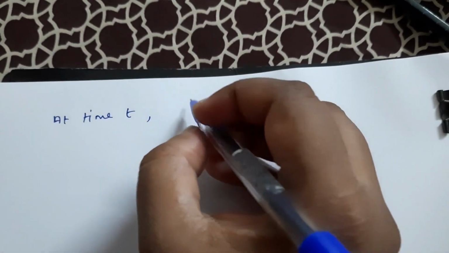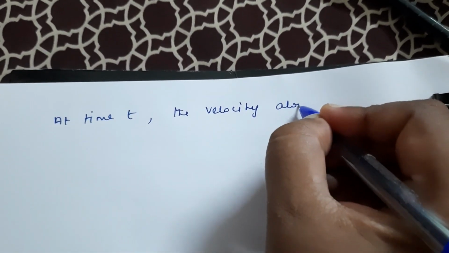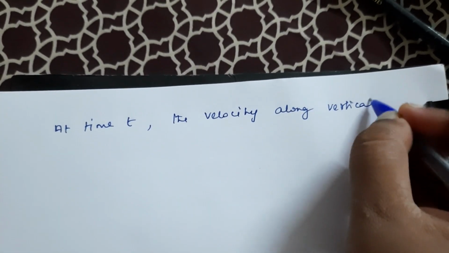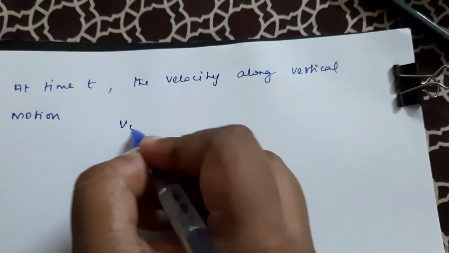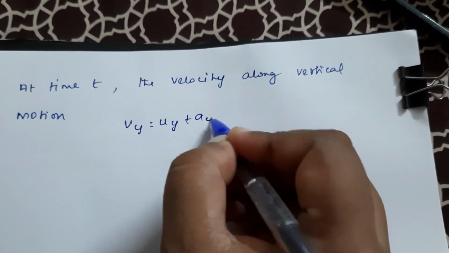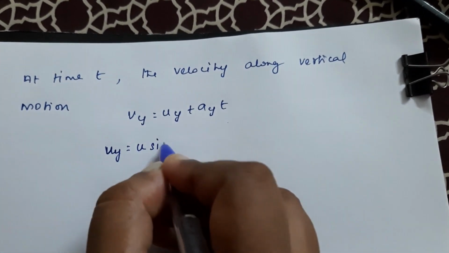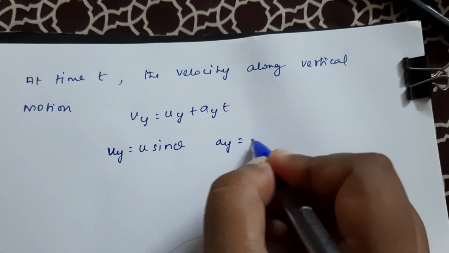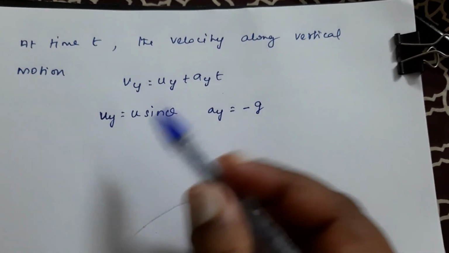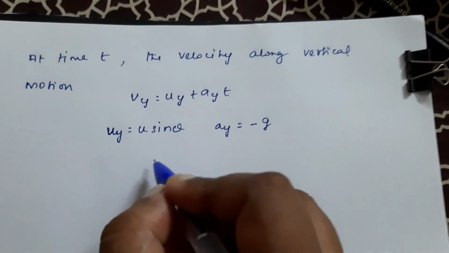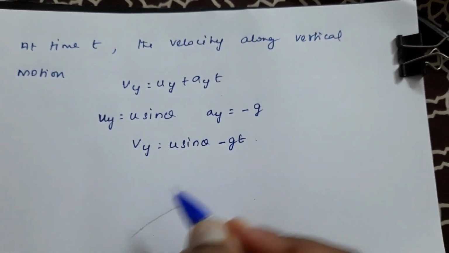At time t, the velocity along the vertical motion, that is Vy is equal to uy plus ay t. We know uy is equal to u sin theta and ay is equal to minus g. Because the acceleration is downwards, it is minus g. So we can write Vy is equal to u sin theta minus g t.